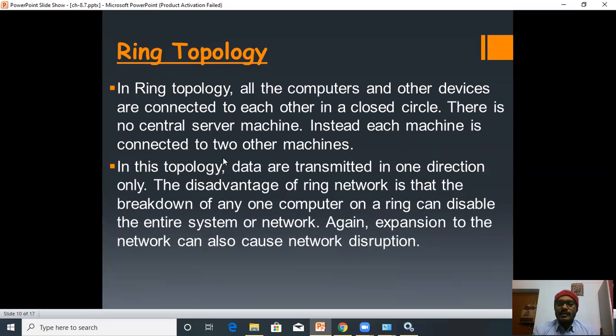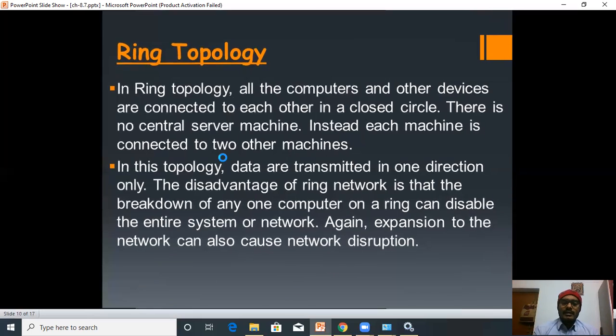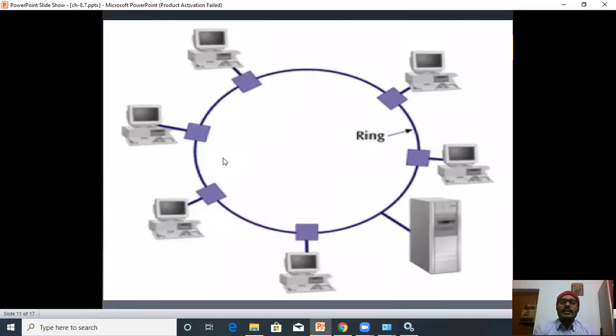Again, expansion of the network can also cause network disruption. If you want to expand this network, you cannot expand. There will be a disruption to the whole network if you want to expand this system. So no expansion is possible in this system.